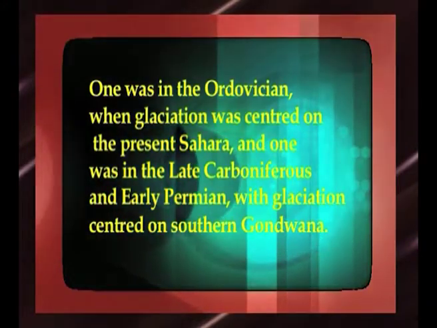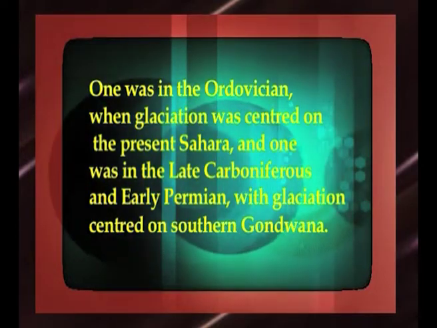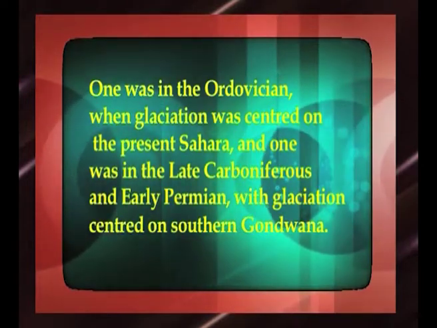older times. Despite the possibility that the Sun was significantly cooler 500 million years ago, abundant and widespread geological evidence suggests that through much of the subsequent time, the Earth has been significantly warmer than the present. Since the Cambrian, there appear to have been only 3 episodes that were cooler than now. One was in the Ordovician, when glaciation was centered on the present Sahara, and one was in the late Carboniferous and early Permian, with glaciation centered on southern Gondwana.